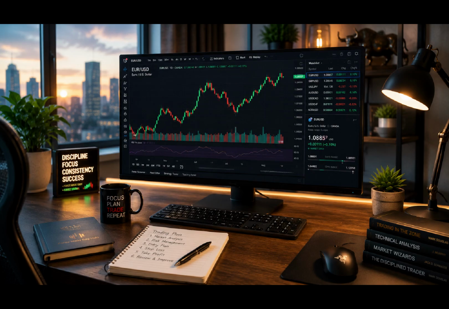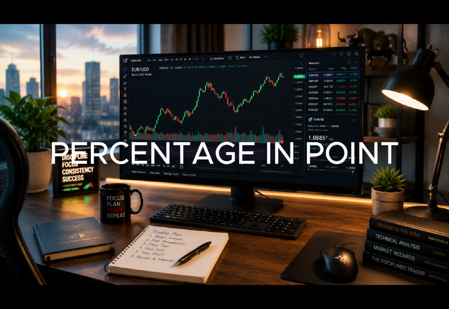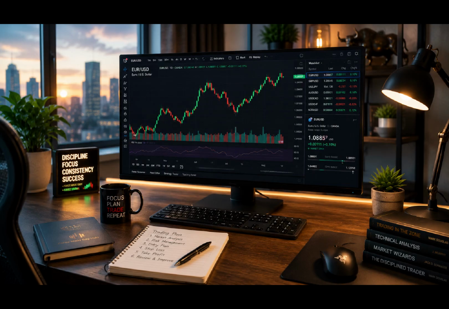What does the word pip mean? Pip stands for percentage in point, but you do not need to memorize the term. The important thing is to understand what a pip does. When you look at a Forex chart, prices are constantly changing. Some changes are large, while others are very small. Since some of these movements can be tiny, traders need a simple and consistent way to count them. A pip is the unit used for that purpose.